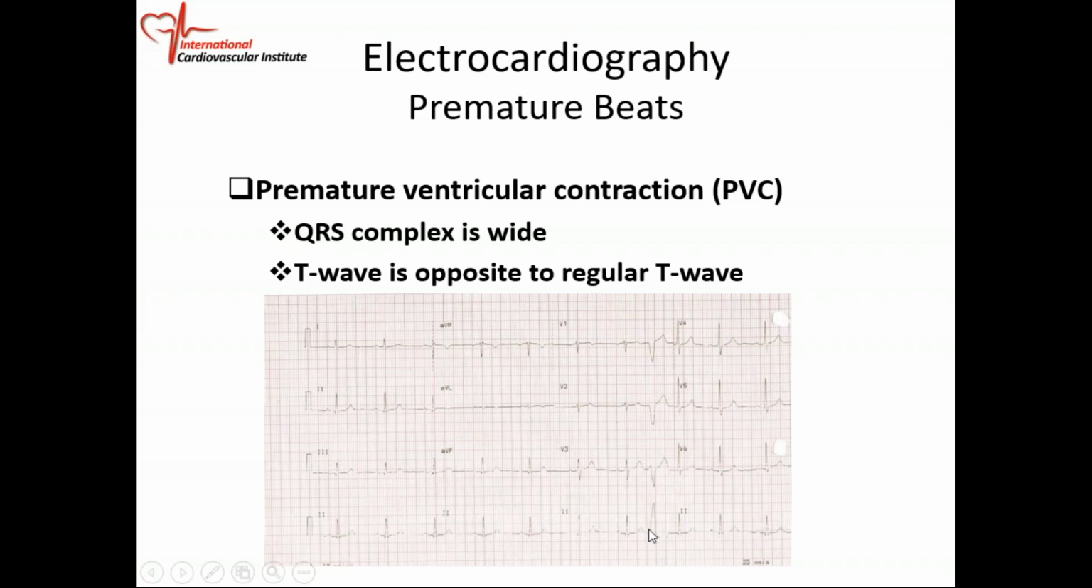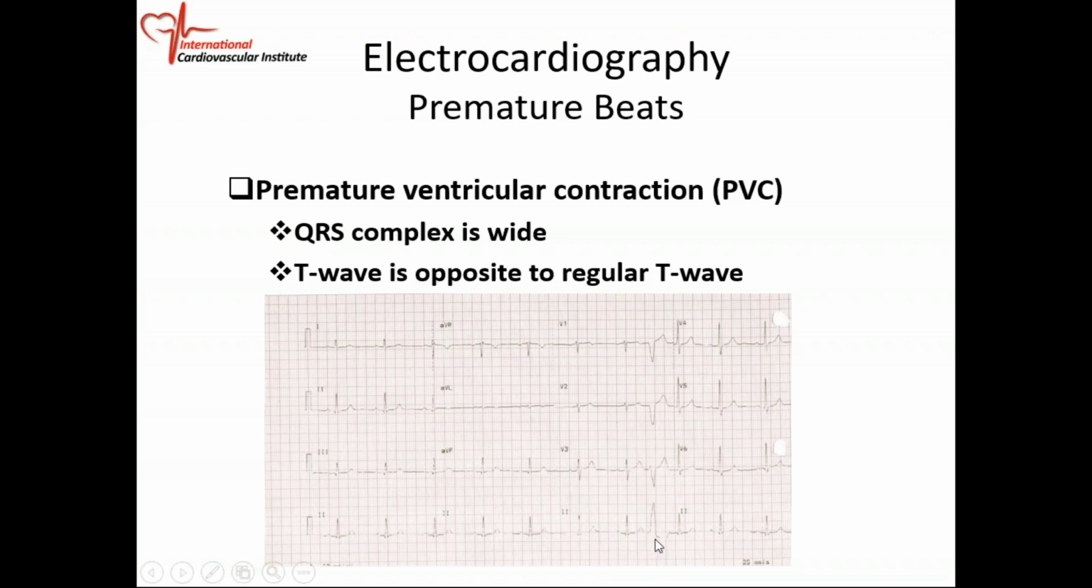But if you look at the beat, it's wide, it's bizarre. There's no P wave in front of the QRS. And the T wave is different from the intrinsic T wave. You see, the intrinsic T wave, the normal T wave, is upright, whereas the T wave following this premature beat is inverted, and it's large, it's big. It just looks different. So when you have a wide complex beat that comes a bit early, you have to try and determine, is this a PAC or a PVC?